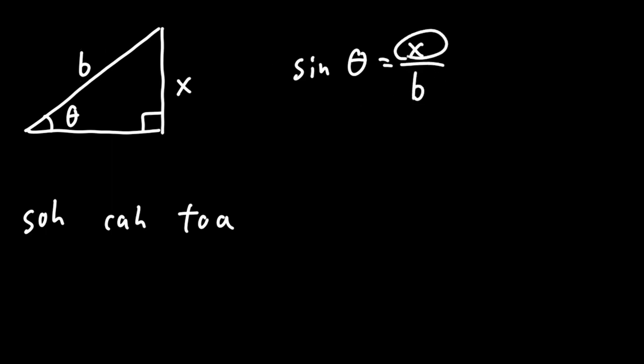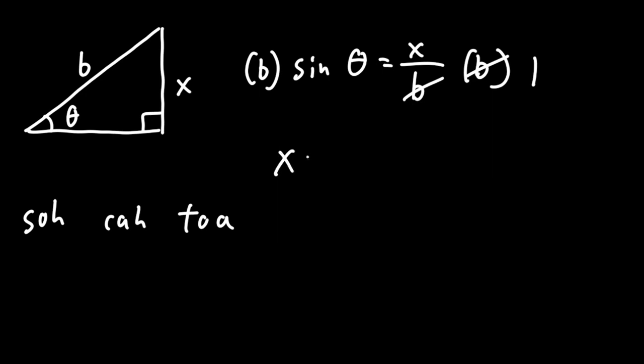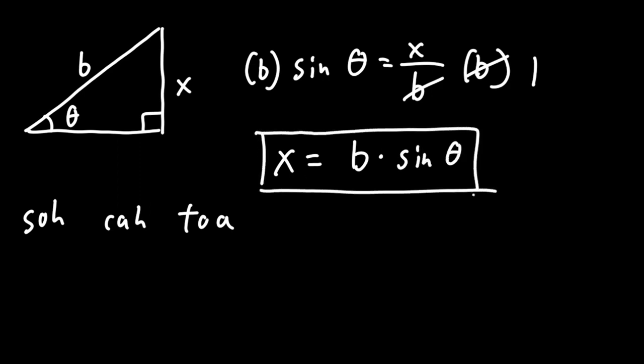Now, how can we solve for x? Let's multiply both sides by b. On the right side, b cancels out and turns into 1. So x ends up being b times sine theta. And that's your final answer.